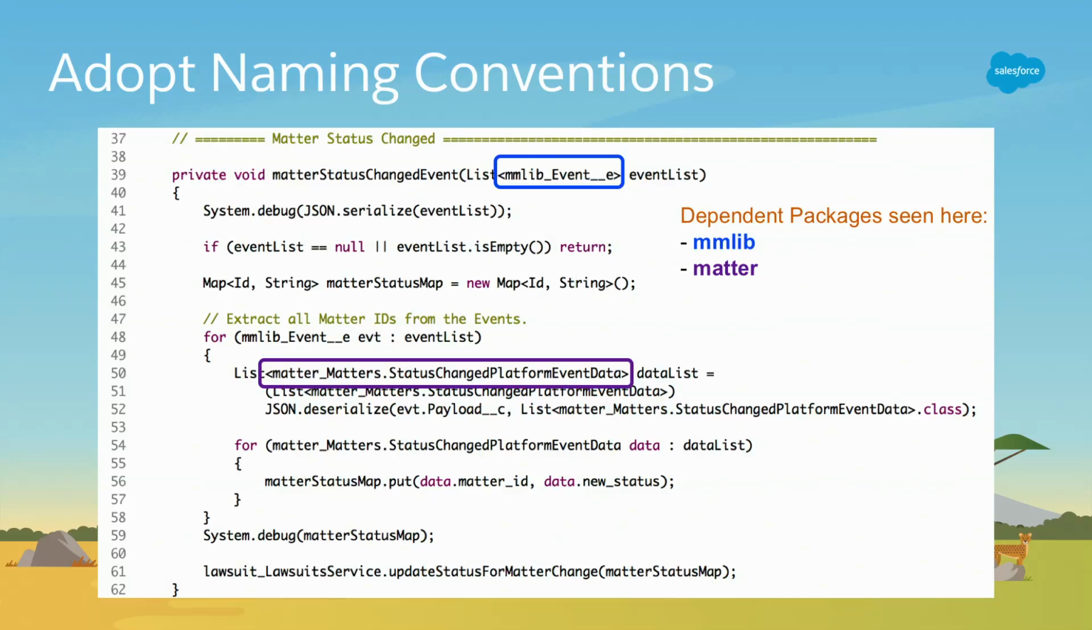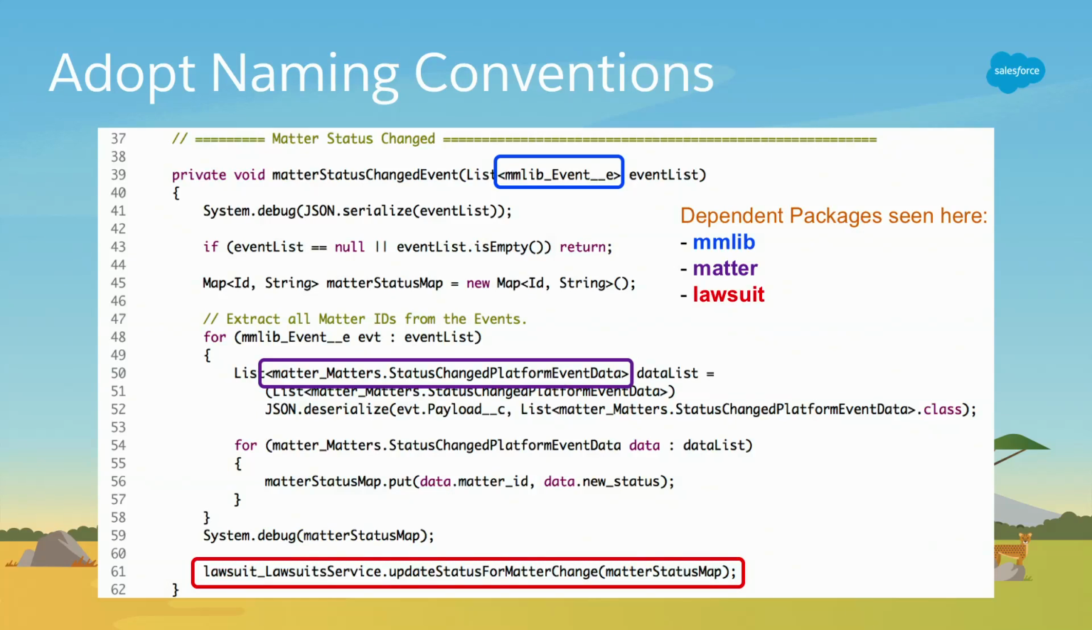The matters, or the matter prefix, and the matters is a domain object in this case. We know that this belongs to the matter package. We know that matter depends on the mmlib. And the third one is the lawsuit. This code actually exists in quote-unquote the lawsuit package that we have available. We know that in our case, lawsuit depends on matters. And so we know that this works.